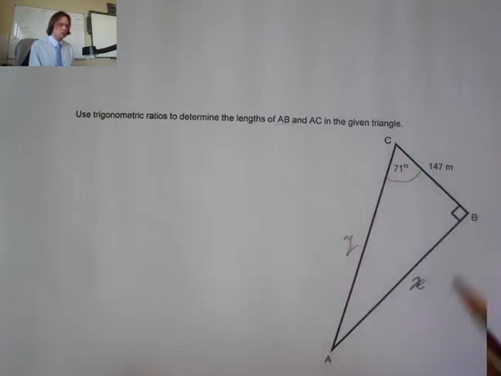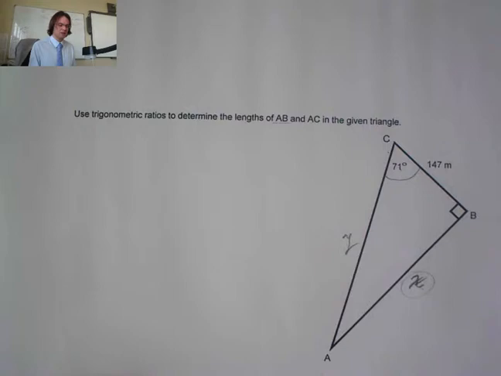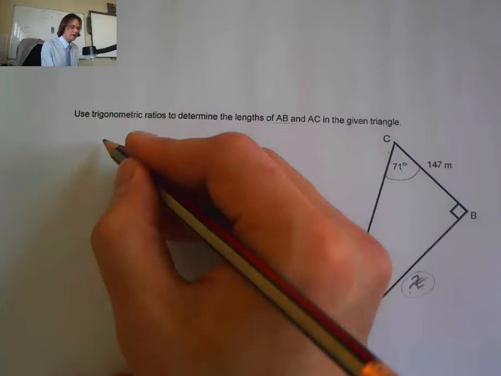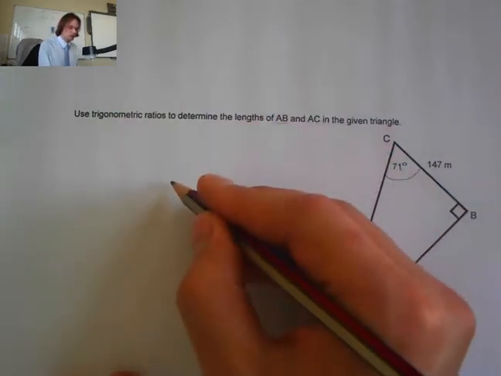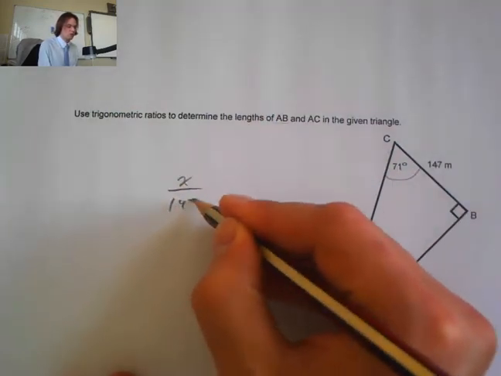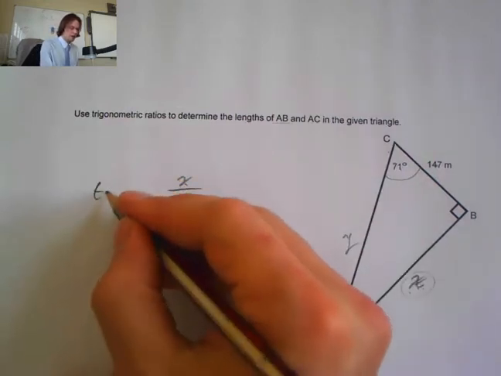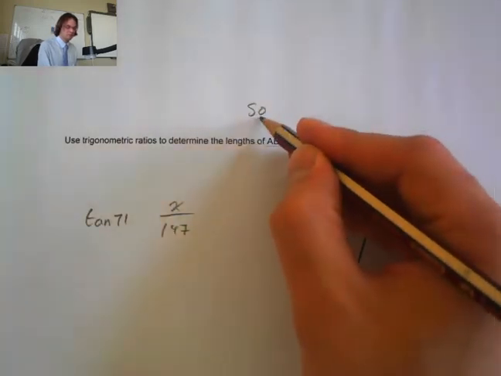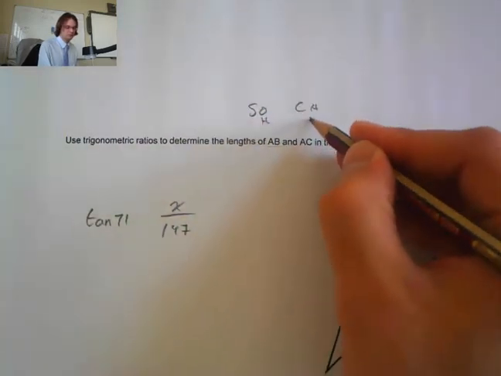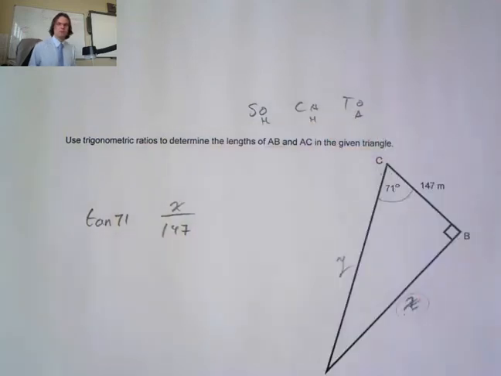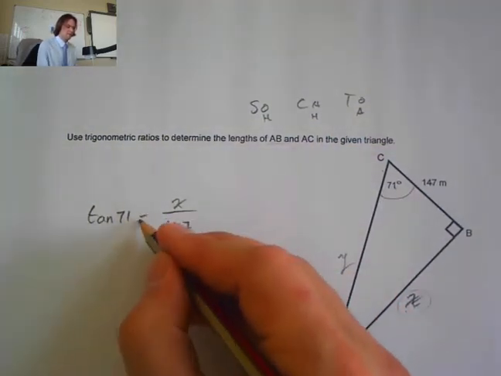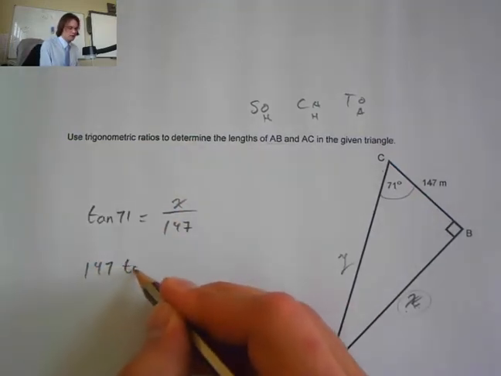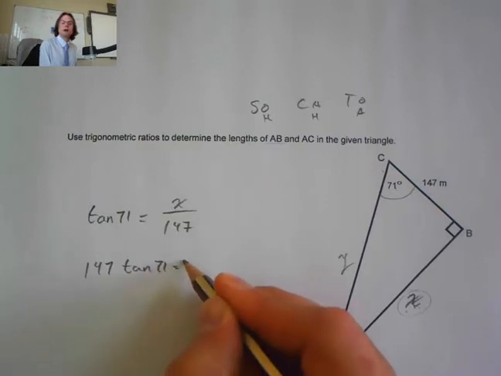I look at this, we have 71, and I want to find x first. So x, we know the adjacent, and we want to find the opposite. So tan is TOA, opposite over adjacent. So that's going to be x all over 147. And we have tan 71. Remember, TOA. Alright, now we have to resolve, so I'll move that there. So I got 147 tan 71 is equal to x.